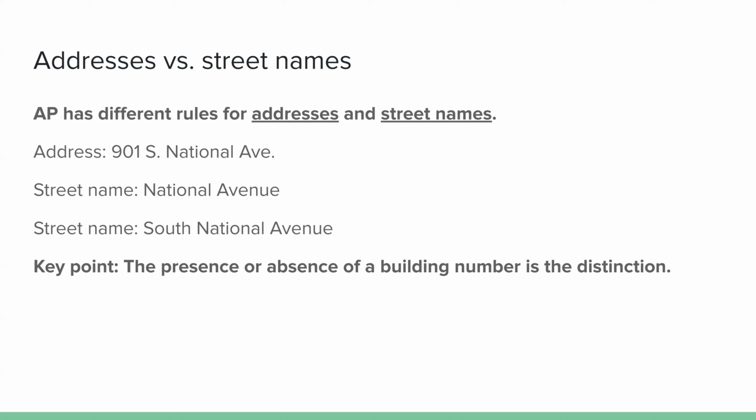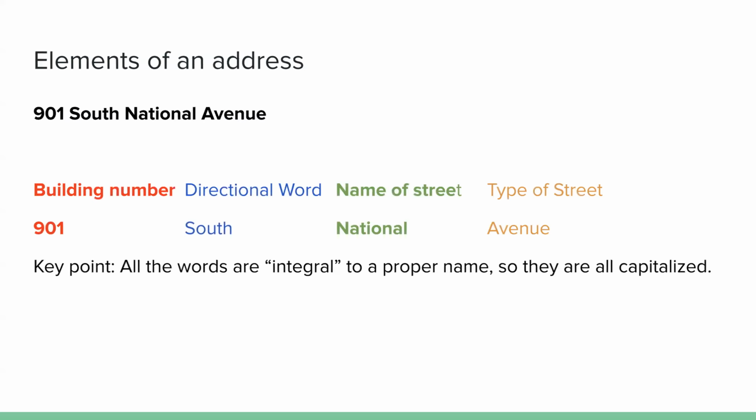Okay. So the key point here is that the building number is the distinction. If there's a building number there, that makes it an address. And if it's an address, that means we do certain things that we don't do when it's just a street name. The rest of the video will kind of explain that.